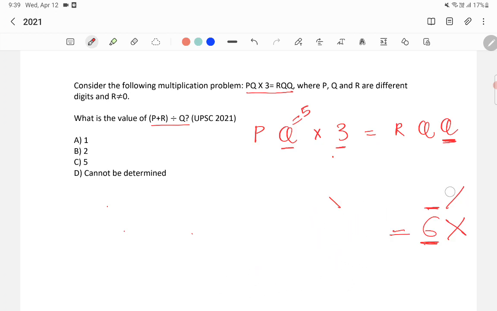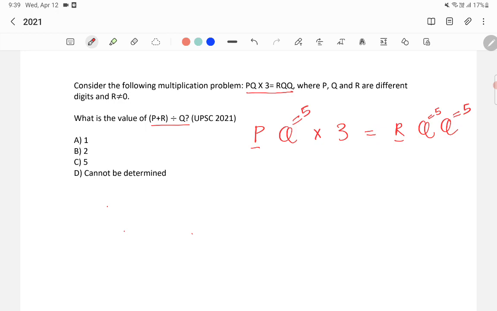So in this way you can find Q first by just checking the last digit. So Q will be 5. This will also become 5 because the last digit will be 5. 5 into 3 is 15, the last digit is 5. So this way we can do it. Now we need to find what P and R are.